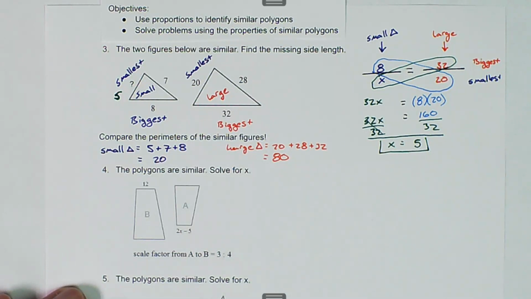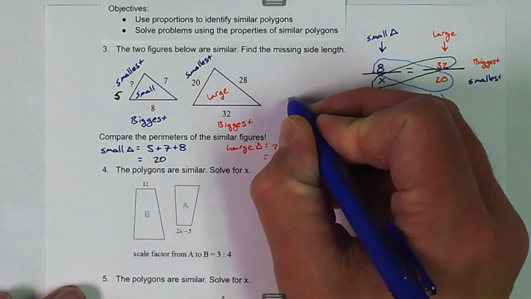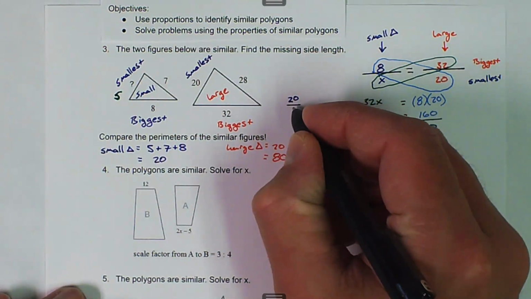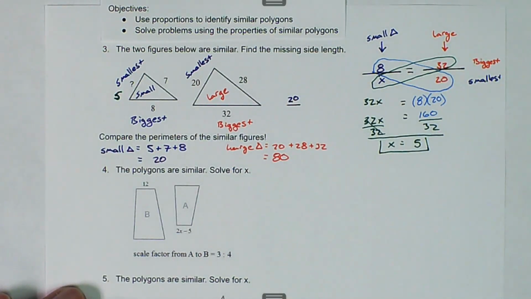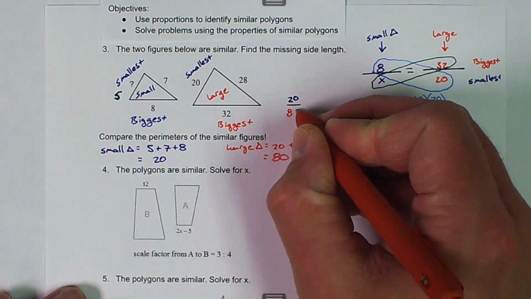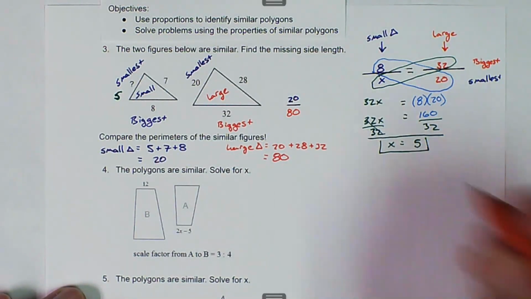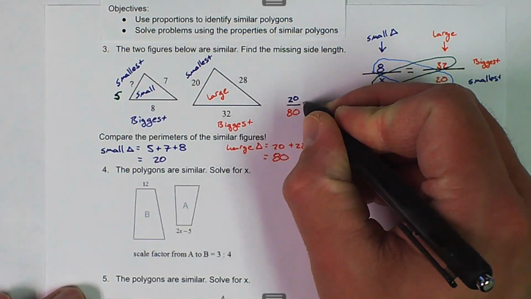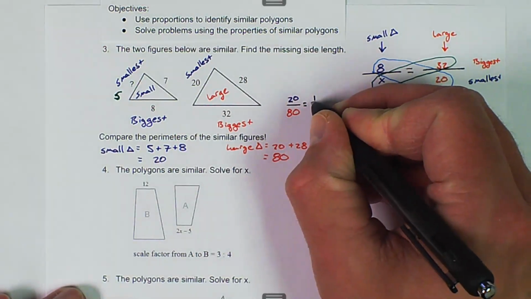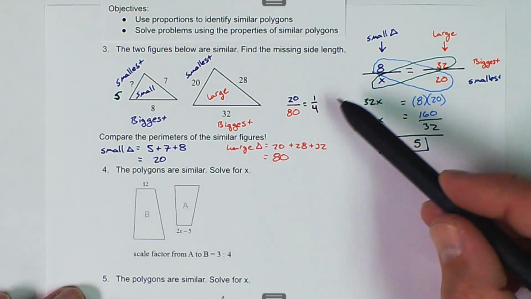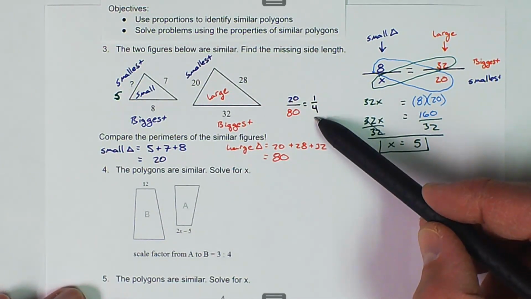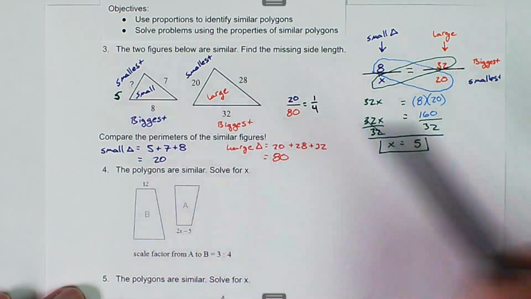And so when we compare that, we can say 20 divided by 80, and we end up with both those are divisible by 20, so we end up with 1/4. So the ratio of the perimeter of the small triangle to the perimeter of the large triangle is 1/4, and that's the same for each of the sides.